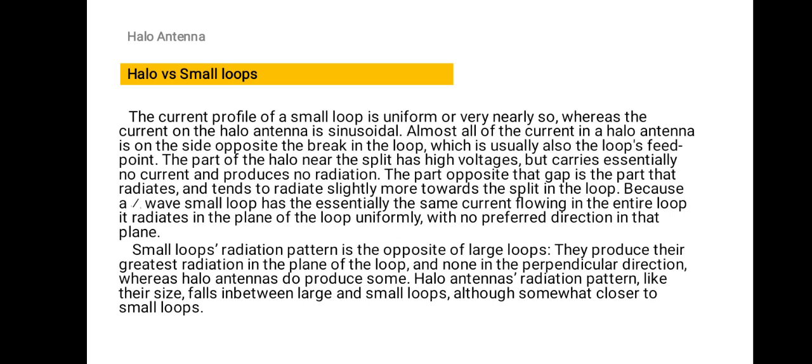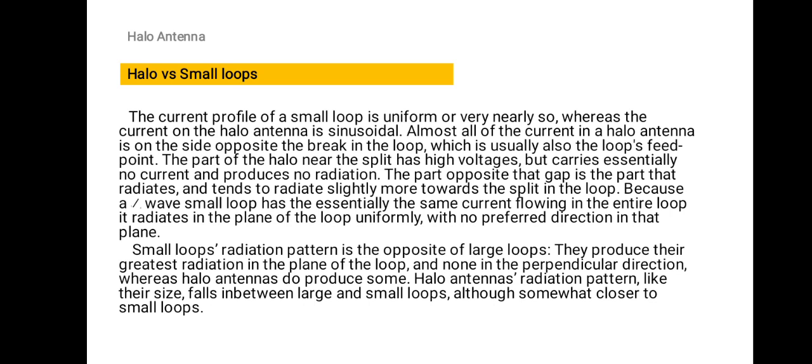The current profile of a small loop is uniform or very nearly so, whereas the current on the halo antenna is sinusoidal. Almost all the current in a halo antenna is on the side opposite the break in the loop, which is usually also the loop's feed point. The part of the halo near the split has high voltages, but carries essentially no current and produces no radiation.